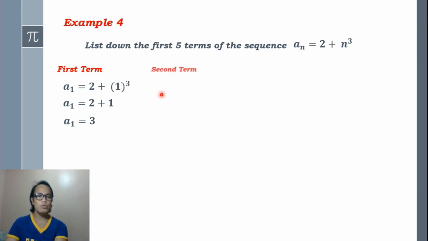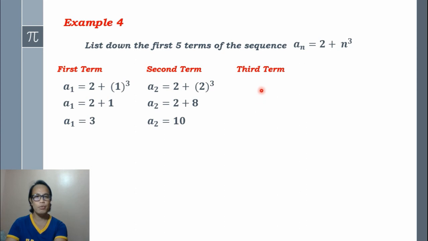Let's proceed to the second term. So we have a sub 2 is equal to 2 plus 2 cube. This time we have 2 cube since we are going to solve for the second term. 2 cube is equal to 8 plus 2 is of course 10. We do the same process for a sub 3, which is the third term. So 2 plus 3 cube is 27. Then 27 plus 2 is 29.